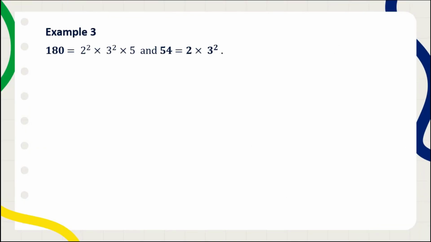Now let us move to example 3. This time we are given the prime factorization already, so we don't need to factorize the numbers ourselves. We know that 180 is 2 to the power of 2 by 3 to the power of 2 by 5, and 54 equals 2 by 3 to the power of 2. Our task is to use these prime factorizations to find the HCF and LCM.